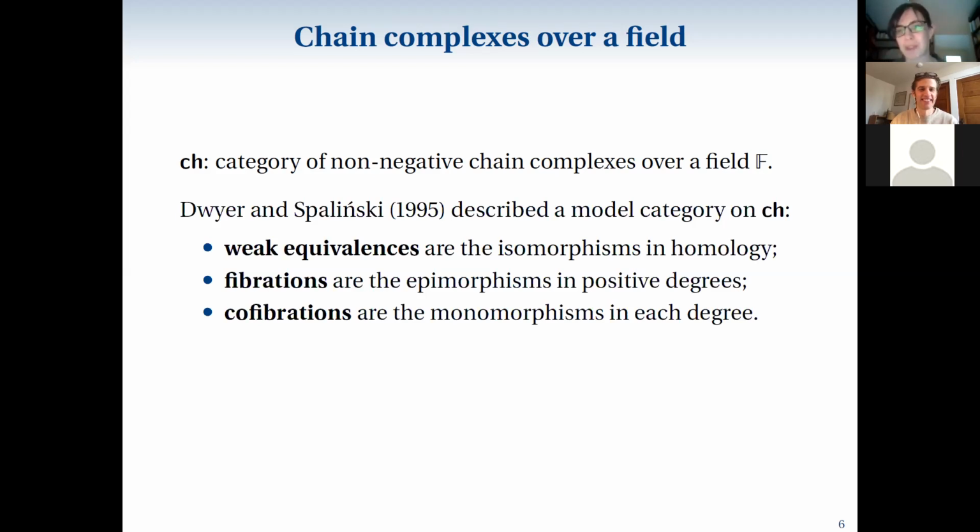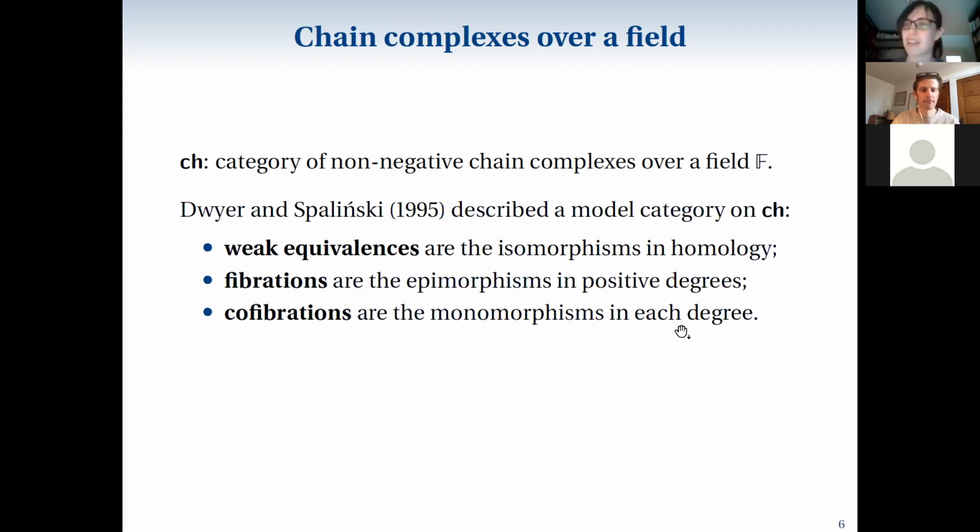There is this beautiful paper from Dwyer and Spalinski where they describe a model category on Ch. Actually, they describe it in general, for general chain complexes, but we reduce ourselves just to the ones over a field. A model category means that I need to show you what are the weak equivalences, fibrations, and cofibrations. So weak equivalences are the isomorphisms in homology. The fibrations are the epimorphisms in positive degree. So I'm asking nothing on degree 0, just to have a chain map, but nothing else. And cofibrations are the monomorphisms in each degree.